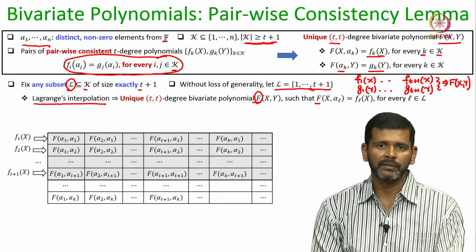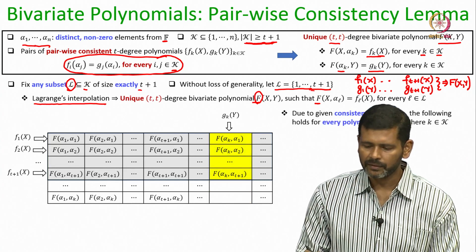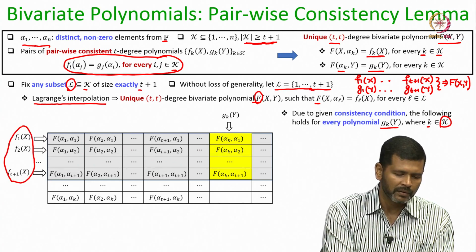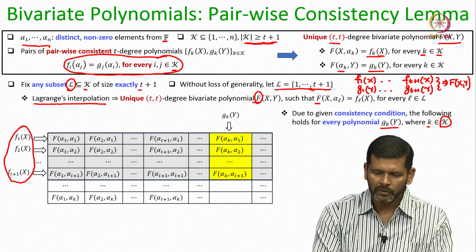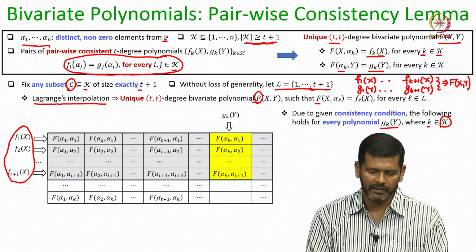So, this is what pictorially we have done. Now, what are you given? You are given that if I take any y univariate polynomial g k y, where k is one of the indices in this fancy set K, then it is pairwise consistent with the first t plus 1 univariate x polynomials. Why first t plus 1? Because I am assuming for simplicity that the set fancy L consists of the first t plus 1 indices.